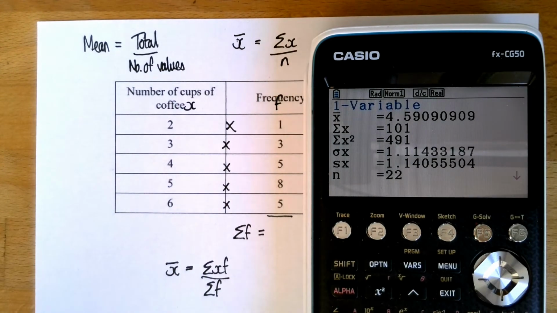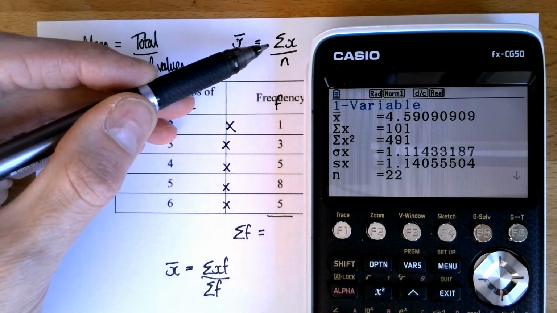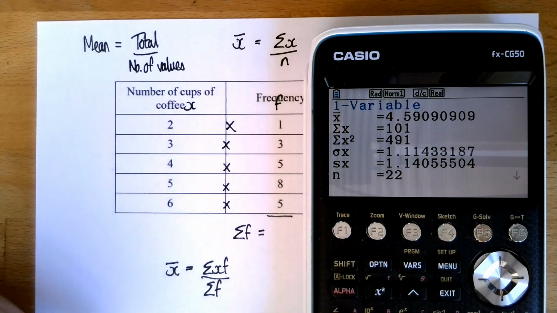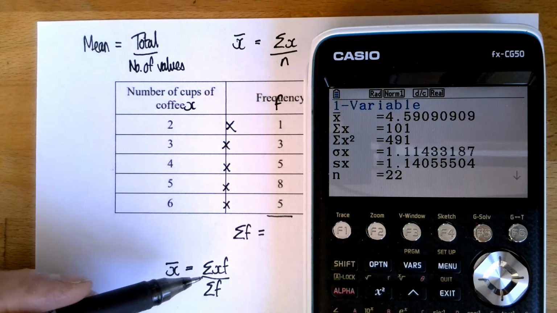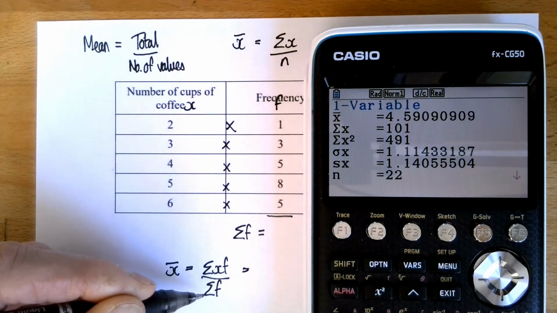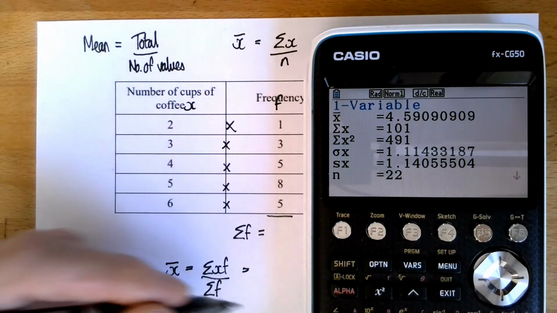Now, this is where it's unfortunate. Remember I've said that with a single list of numbers, the mean is sigma x over n, but with a frequency distribution, it's this notation. However, the calculator doesn't use this notation. It still uses this notation. So sigma f is 22.